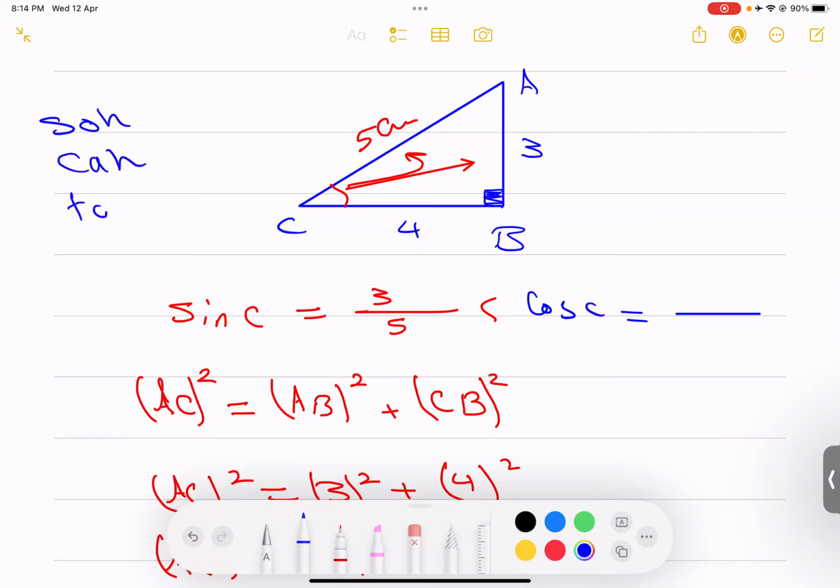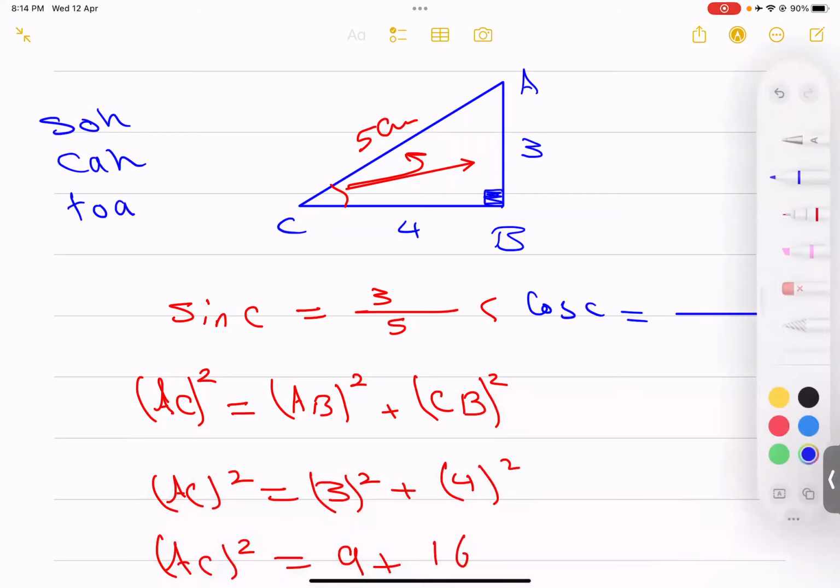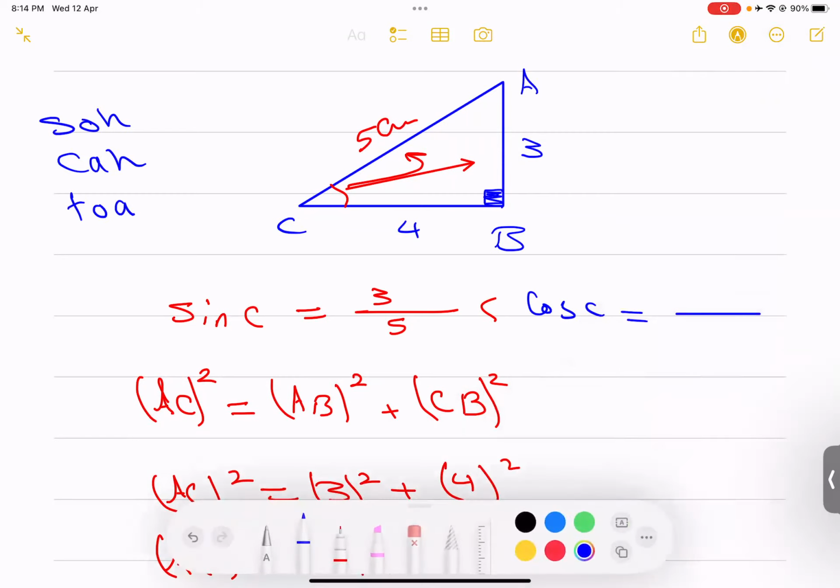Okay, so we have to write the formula for this one, yeah? It's going to be adjacent over hypotenuse. Wait, CAH stands for cosine. So adjacent means this one. Where is the adjacent? The down part.